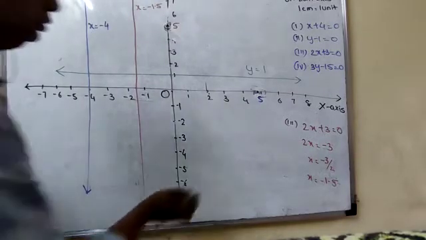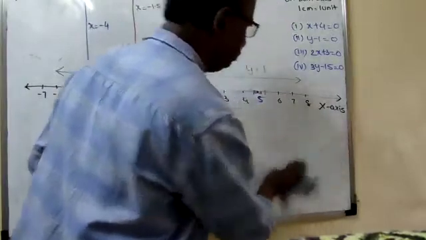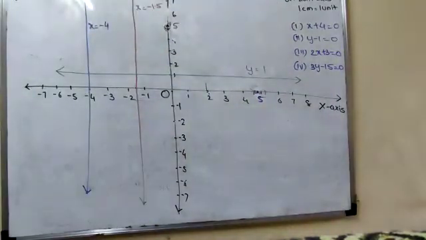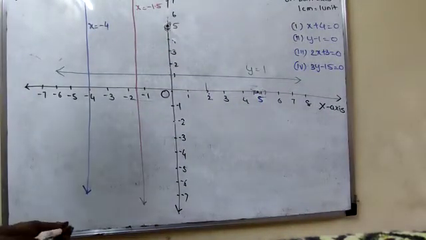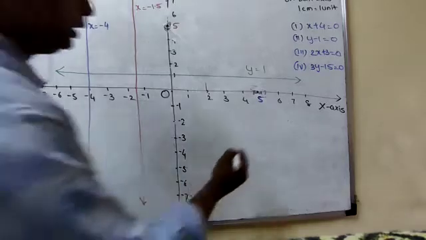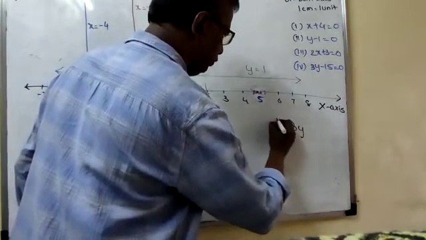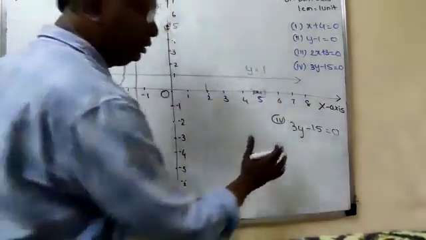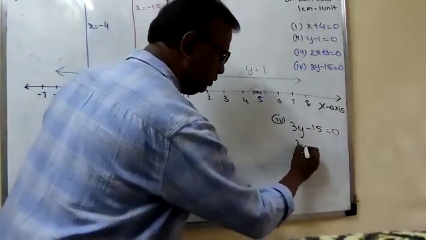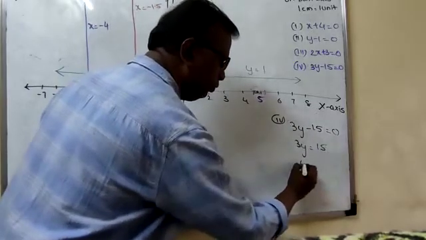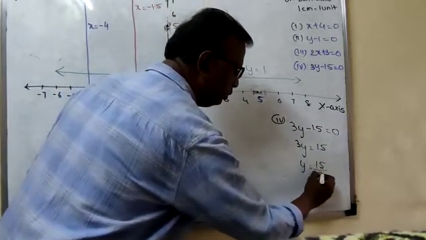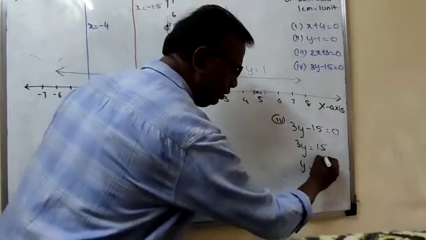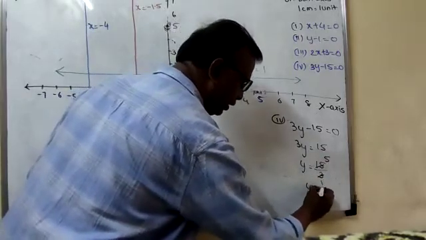Fourth question, equation. What is the fourth equation? The equation is 3y minus 15 is equal to 0. You have to find out the value of y. Take -15 to that side. 3y is equal to 15. y is equal to 15 upon 3. 3 ones are 3, 3 fives are 15. So y is equal to 5.